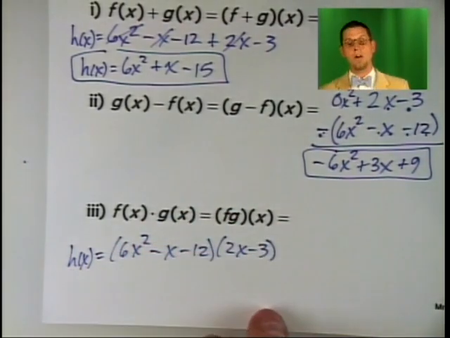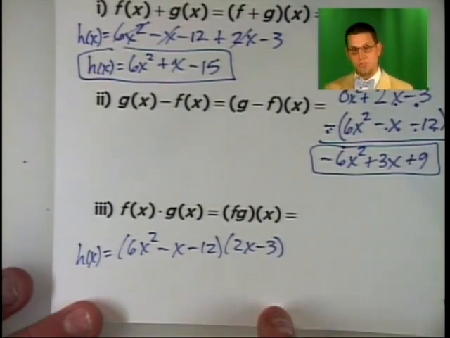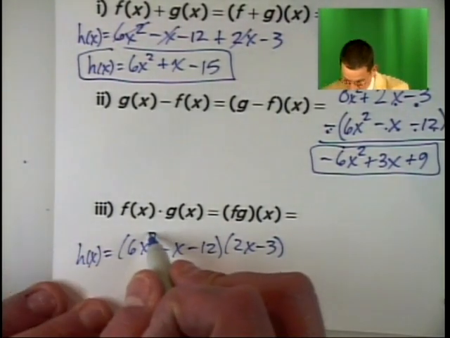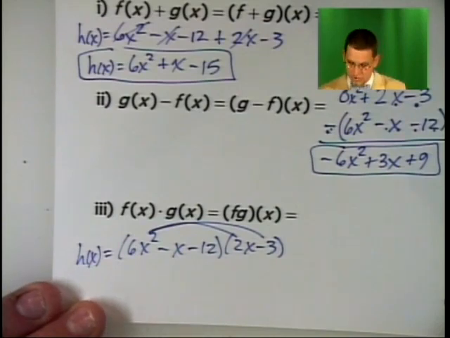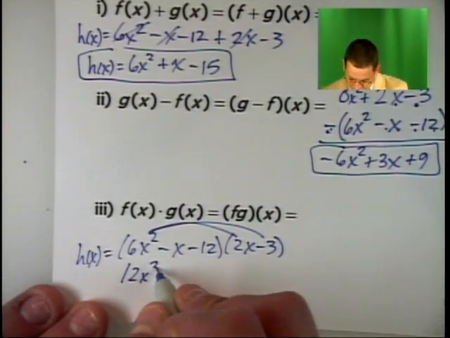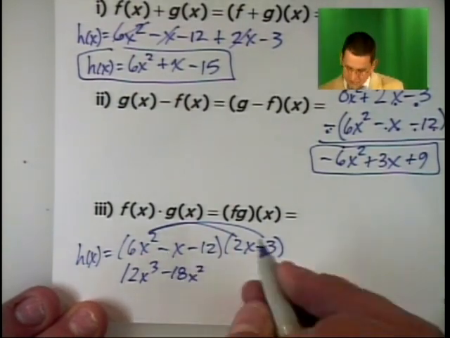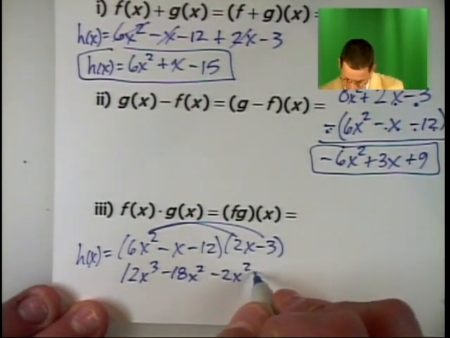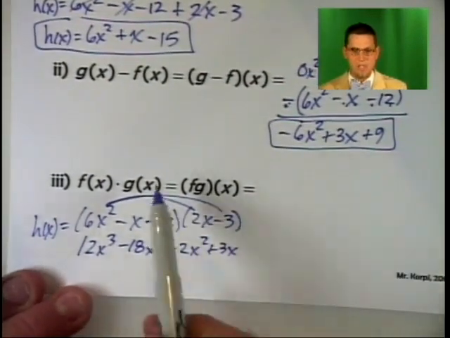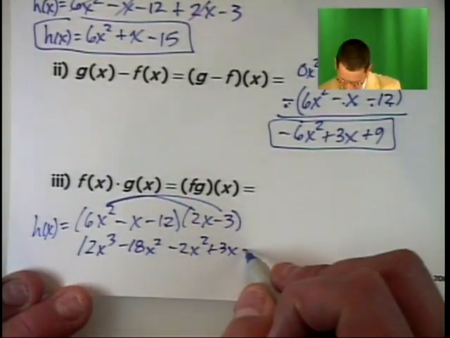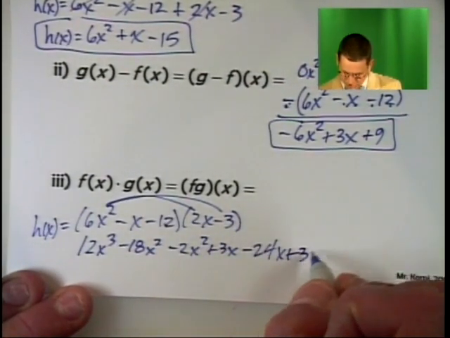If your teacher required you to expand it out, you can't use FOIL here. FOIL only works for the product of two binomials, so you just have to systematically distribute this first one to both terms there. So let's quickly do that. That's 12x cubed minus 18x squared, and then you move on down the line. The next one would be negative x, which gives you negative 2x squared plus 3x, and then finally you have this negative 12 distributing, and you get negative 24x plus 36.